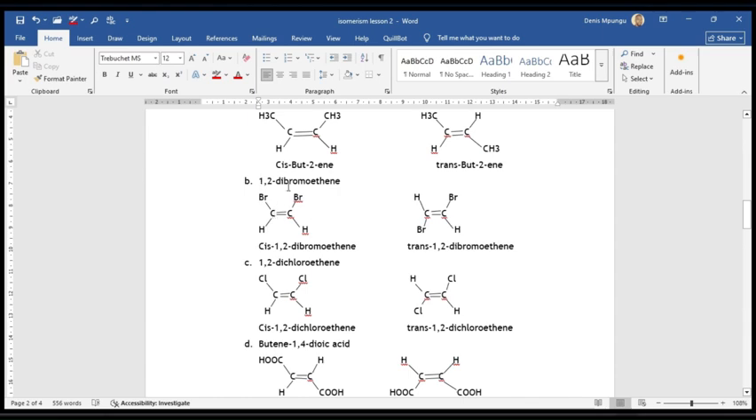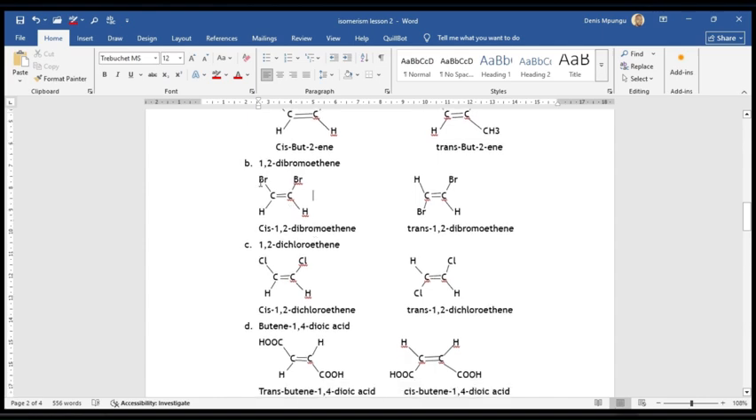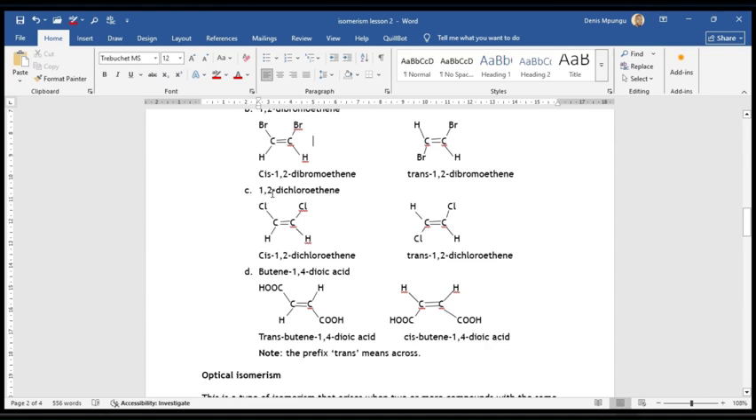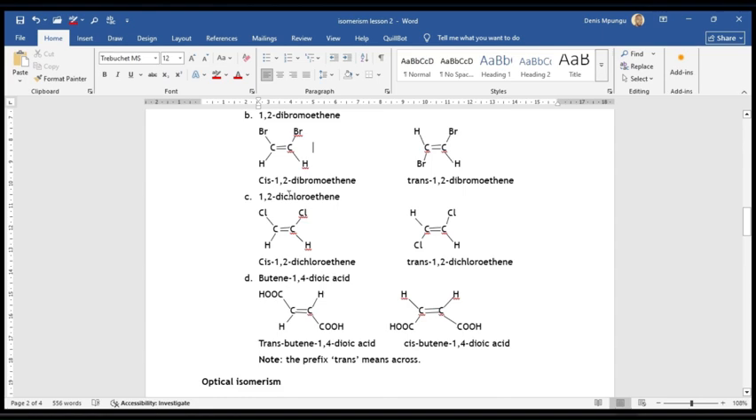Then di, because they are 2, we use di. Then bromo is a prefix for bromine atoms presence. So ethene, because there is still a double bond. Now because the bromine atoms are on the same side across the double bond, it is called a cis 1,2-dibromo. Then this one, because they are across each other or diagonal to each other, we call it a trans 1,2. So the same example here, it is also haloalkene, but with chlorine atoms. So the idea is the same in naming.